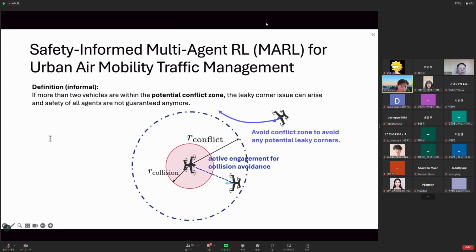Question from Ingyu: in the multi-agent RL part, isn't avoiding the potential conflict region another collision avoidance problem with respect to a bigger obstacle? That's a really good question, and you're totally right. If you consider this potential conflict region as a new safety constraint, then again there will be a leaky corner issue with respect to this potential conflict region. So that causes another layer of conflicts.